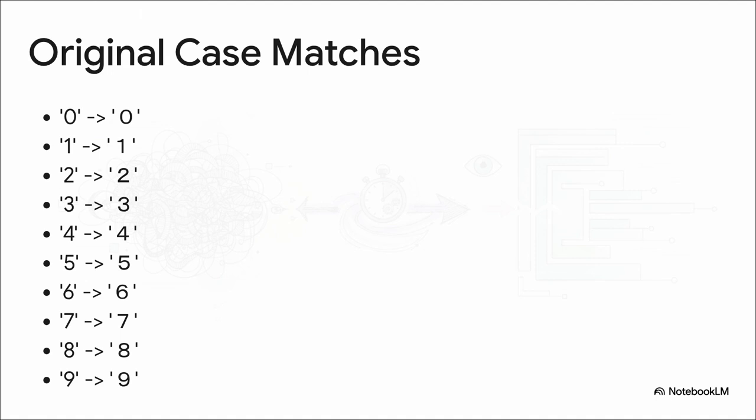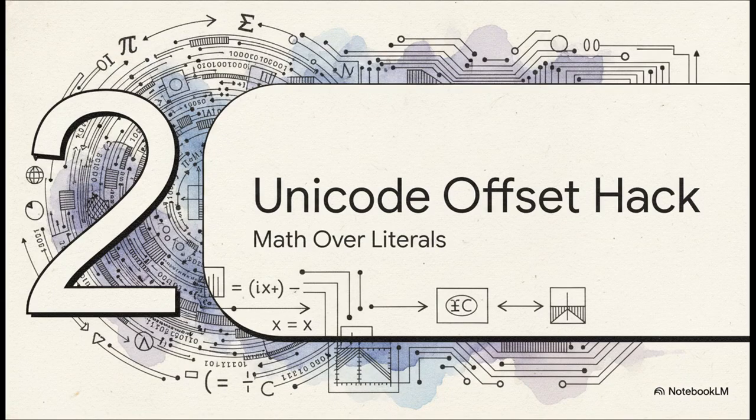Think about the tedium of this. This old case matching approach is a lot like exhaustively looking up every single number in a physical dictionary. You have to scan the entries one by one to find your match. It's explicitly clear, sure, but mechanically, it's a really bulky way to process data. Moving on to Section 2, the Unicode offset hack, math over literal matches.